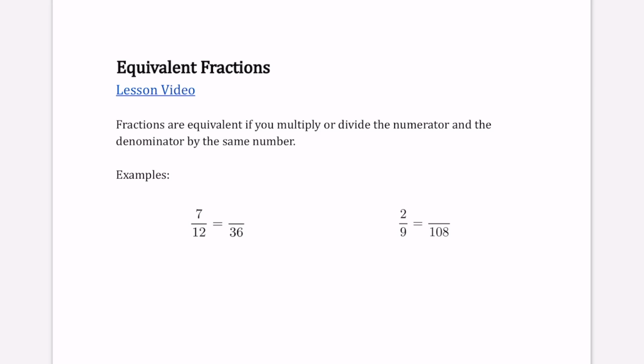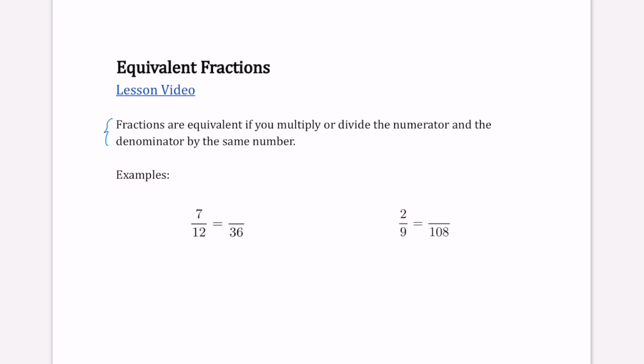First, let's have a look at this overview over here. Fractions are equivalent if you multiply or divide the numerator and the denominator by the same number. Let's have a look at it in more detail so we can fully understand what it's saying.